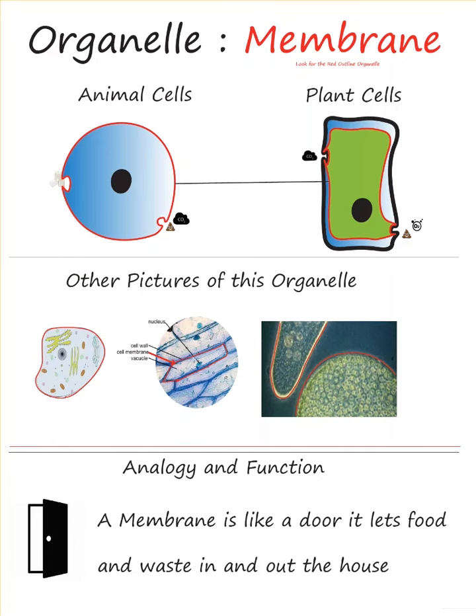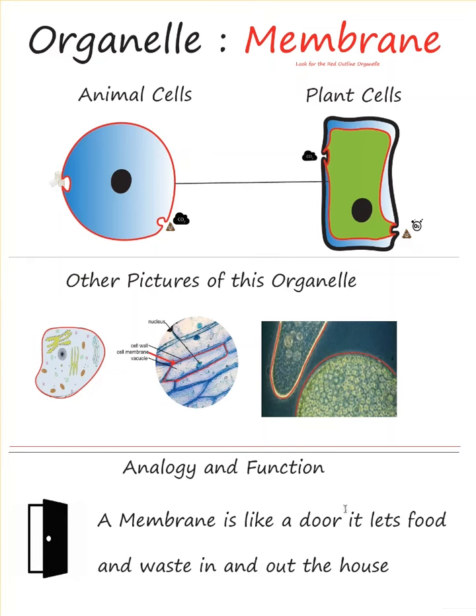So the membrane on the plant cell is not going to be the outside line, but it's going to be the next line. So you have to look really carefully to trace that line. It's going to be the inside line, the one that holds all the organelles. And then you might see some other slides that look like this.